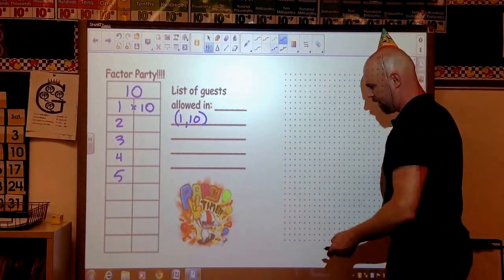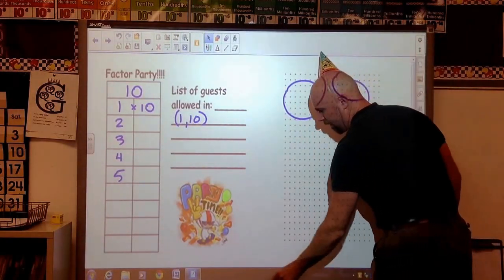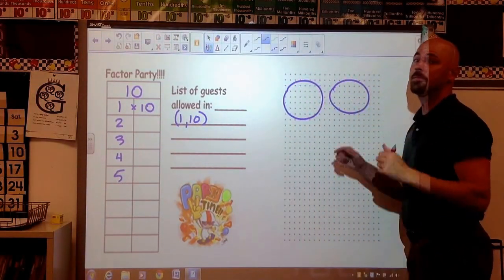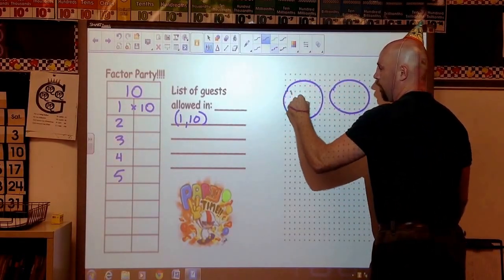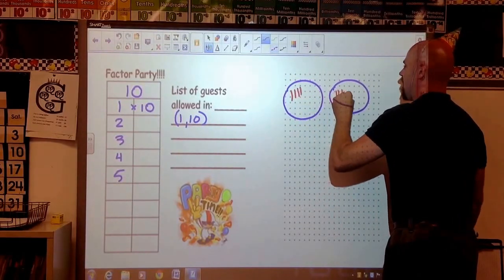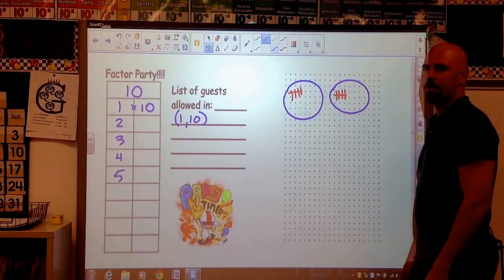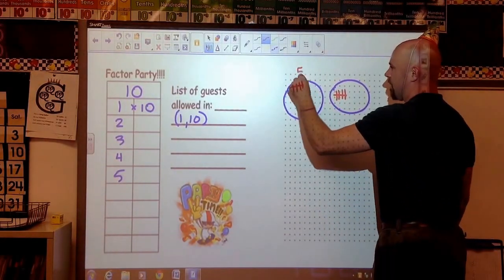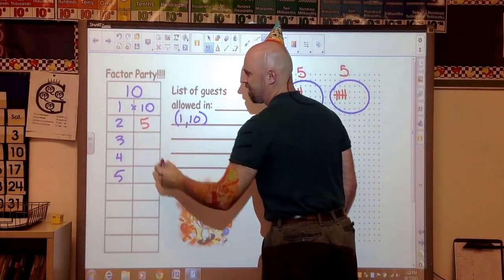2, well, I don't know. They make 2 bubbles. And this time, how many tally marks do I need? 10 total tally marks. Let's go back and forth. 1, 2, 3, 4, 5, 6, 7, 8, 9, 10. They both have the same amount, and that amount is 5. So 2's lucky, 2's going to the party, and 5 gets to go.